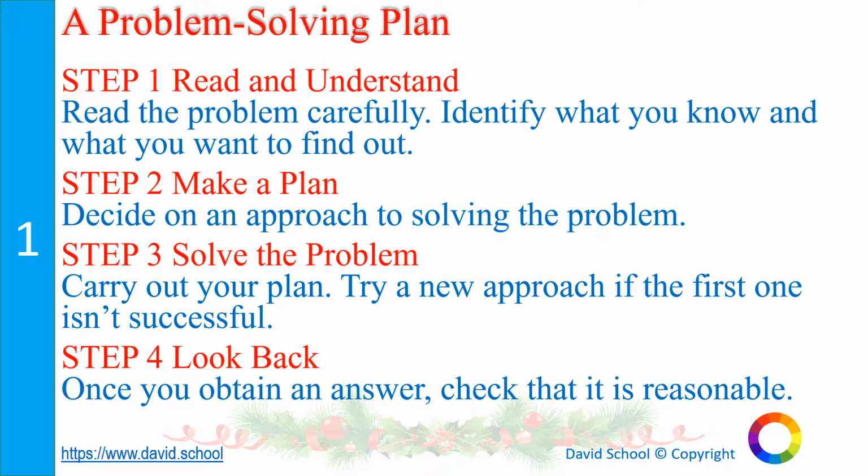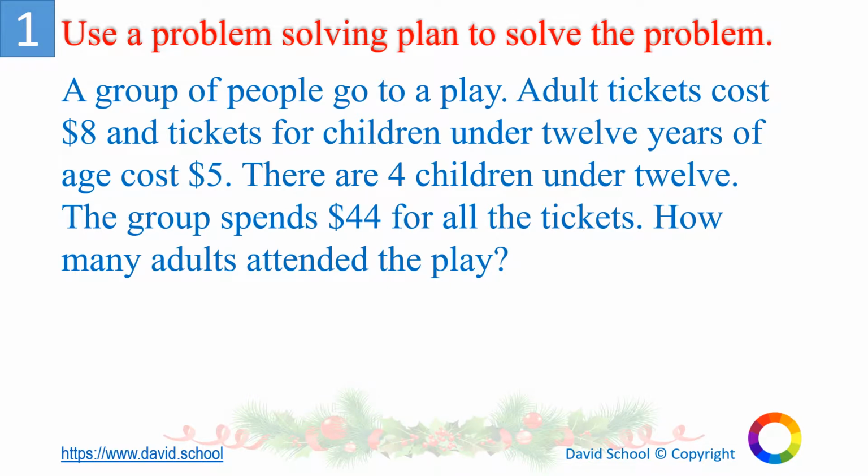Let us see an example. A group of people go to a play. Adult tickets cost $8 and tickets for children under 12 years of age cost $5. There are 4 children under 12. The group spends $44 for all the tickets. How many adults attended the play?